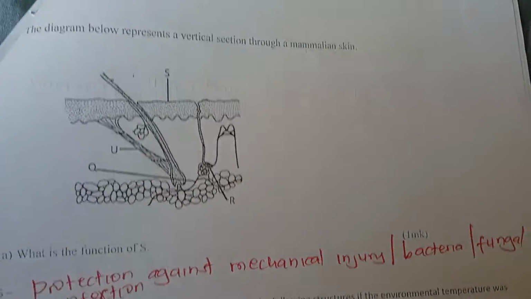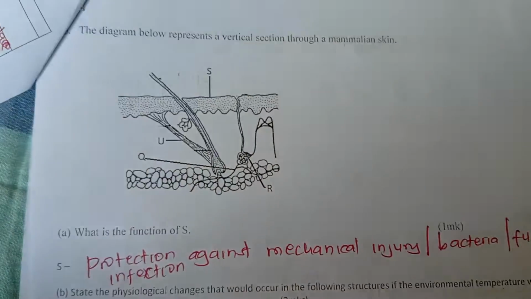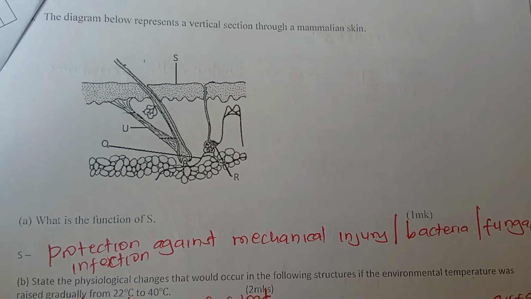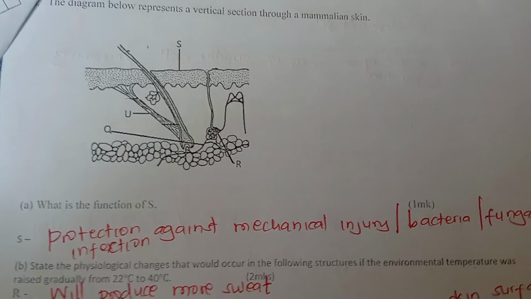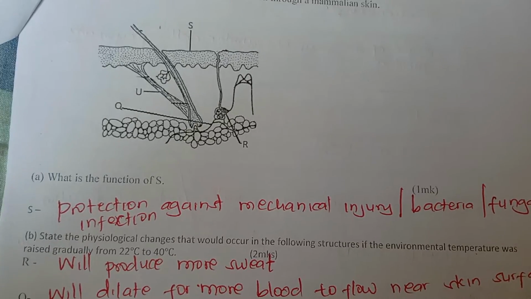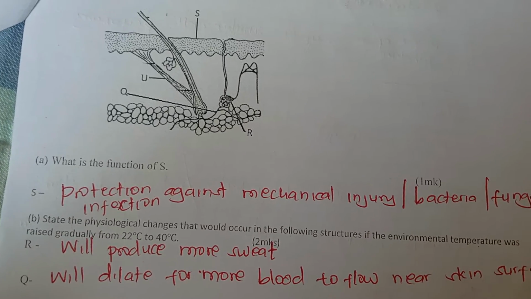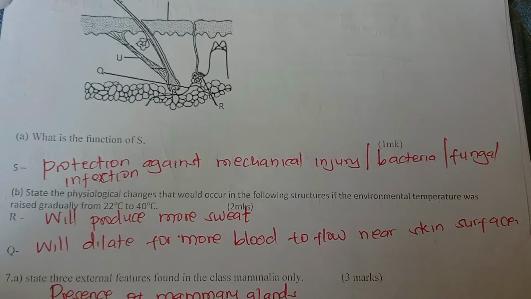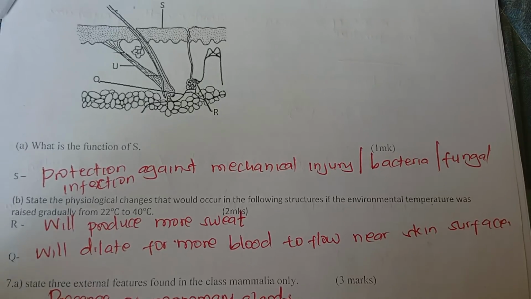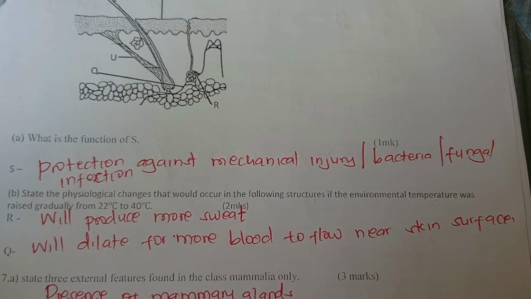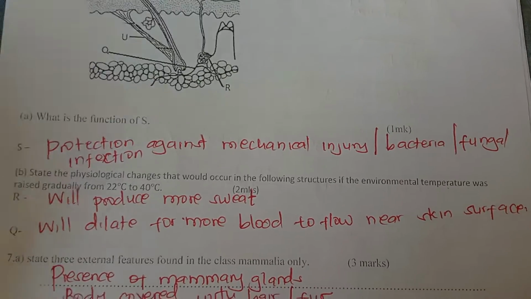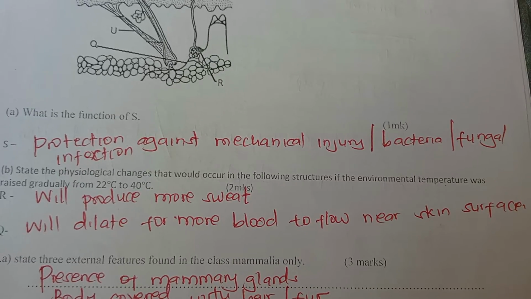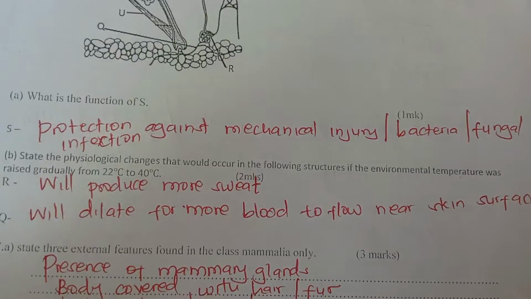So there you've been given the diagram that represents a section through a mammalian skin. So you have part S, that is labeled there, part U, part Q and part R. So what is the function of S? S is the upper part of the skin, the epidermis. It protects the skin against mechanical injury and even against entry of bacteria and fungal infection.